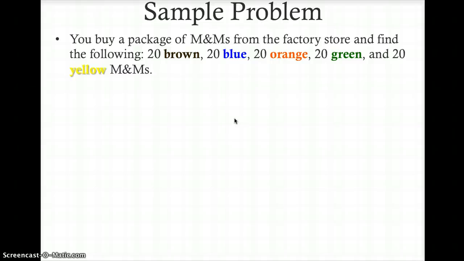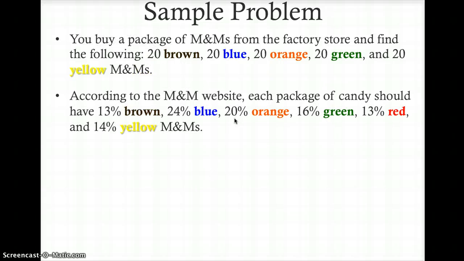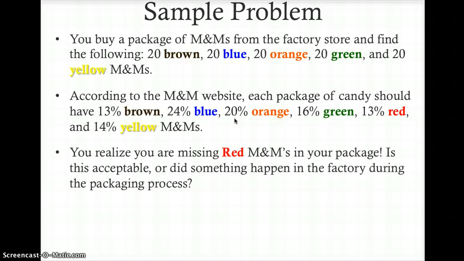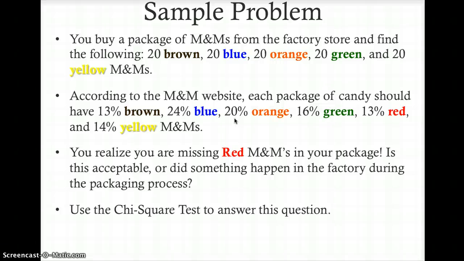So here's a sample problem I want you to do this weekend. You buy a package of M&Ms from the factory store and find the following: 20 brown, 20 blue, 20 orange, 20 green, and 20 yellow. According to the M&M website, each package of candy should have 13% brown, 24% blue, 20% orange, 16% green, 13% red, and 14% yellow. You realize you're missing red M&Ms in your package. Is this acceptable, or did something happen in the factory during the packaging process? You're going to use the chi-square test to find out the answer.